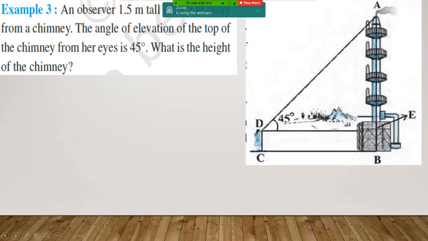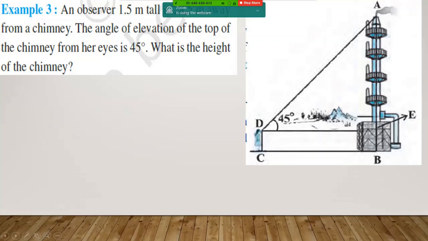Observer is no more at D. Because the observer is no longer a point source, the length and the height have been given. So in this case, DE becomes your horizontal and DA becomes your line of sight. So that is where the 45 degrees angle of elevation is made.